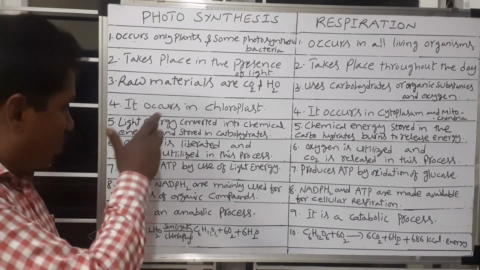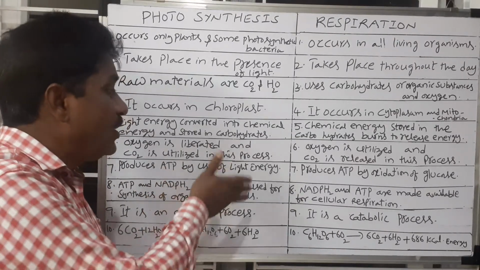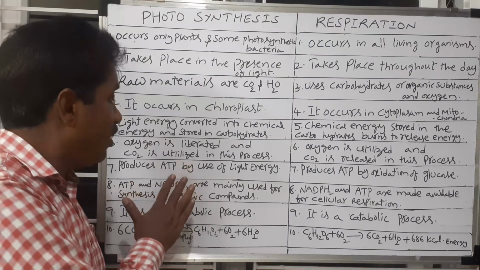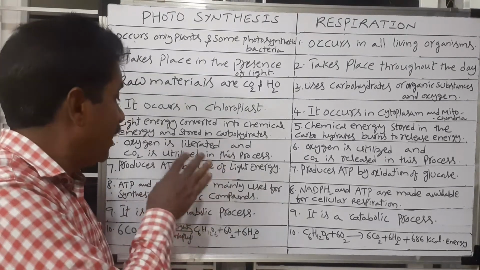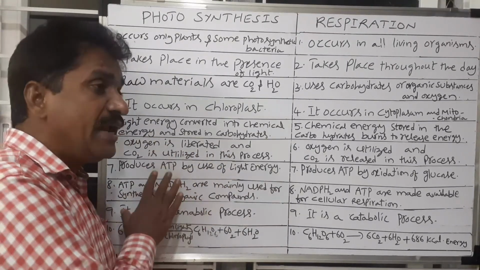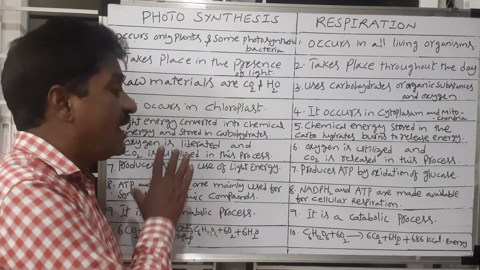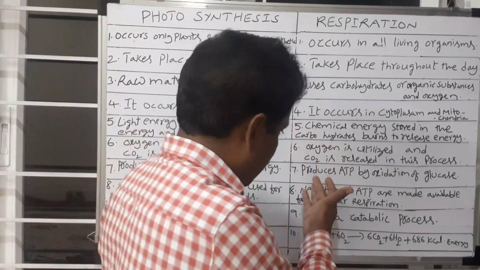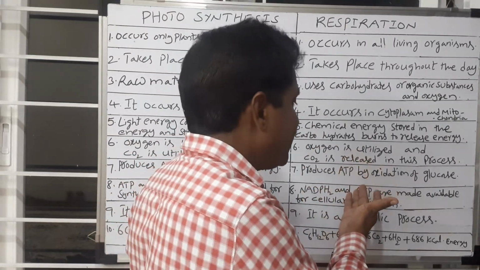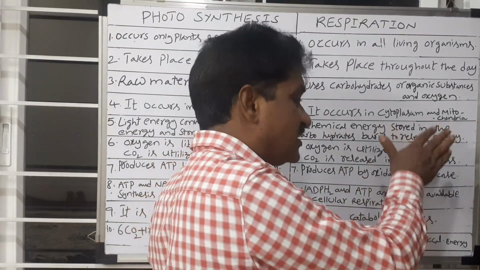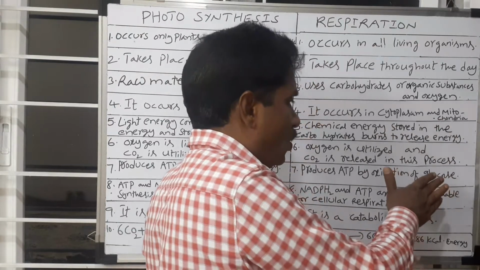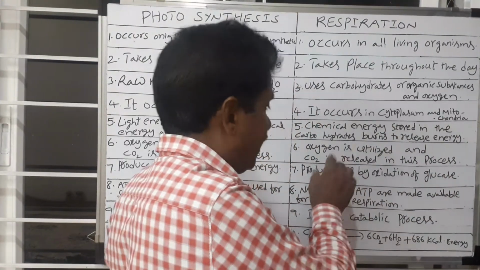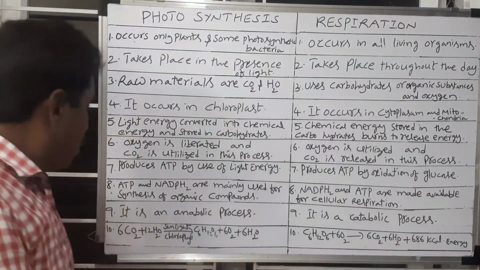The photosynthesis process produces ATP by the use of light energy. ATP means adenosine triphosphate. Energy is stored in ATP, so ATP is called the energy currency of the cell. Respiration produces ATP by oxidation of glucose. Due to the oxidation of glucose, ATP is formed in the respiration process.